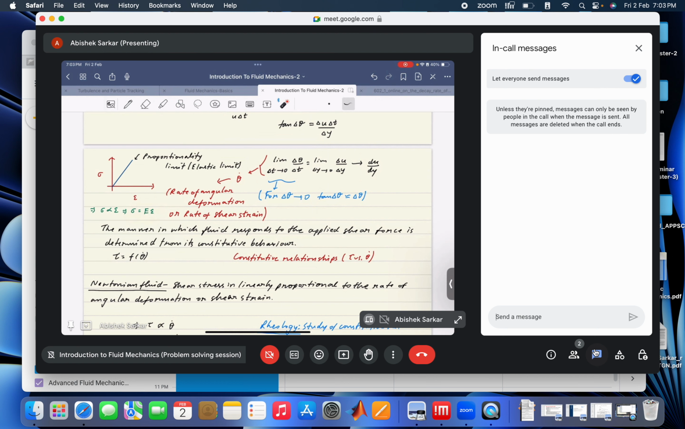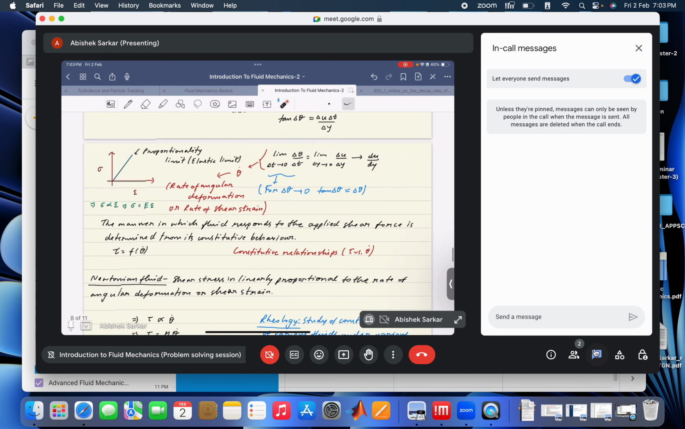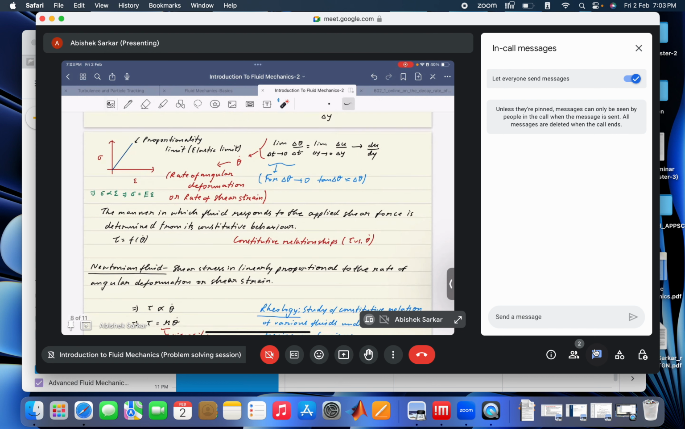Similar to that, in the case of fluid flow, the relation between the shear stress and the rate of shear strain is known as the constitutive relationship. Again, same thing. These are known as constitutive relationships, both in solid mechanics and fluid mechanics. But in the case of solid mechanics, it is the shear strain, while in the case of fluid mechanics, it is the shear strain rate.